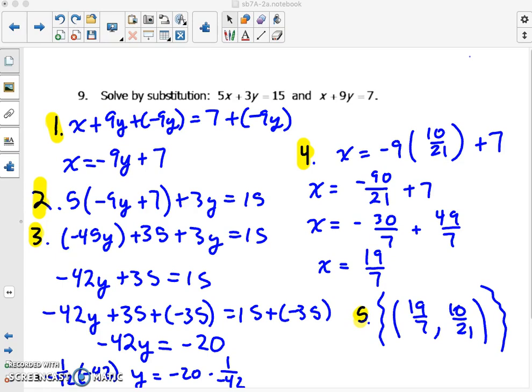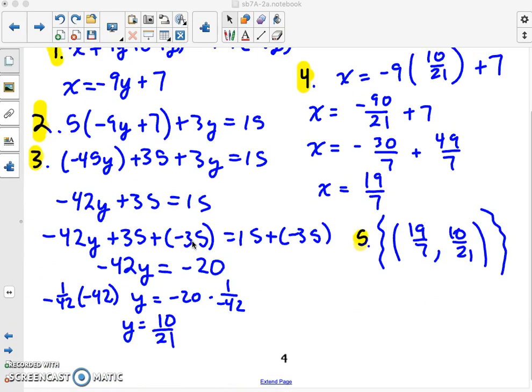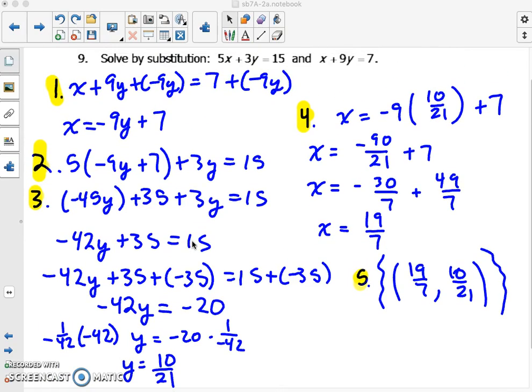Add the negative 35 to both sides in the next step to get negative 42y equals negative 20. Multiply both sides by negative 1 over 42. And down below here, that's where you get y equals 10 over 21 when you simplify it. Okay? So then substitute that into the original equation, which is this x right here. Substitute it back in for y right there.